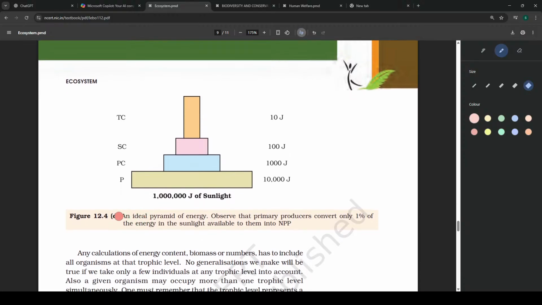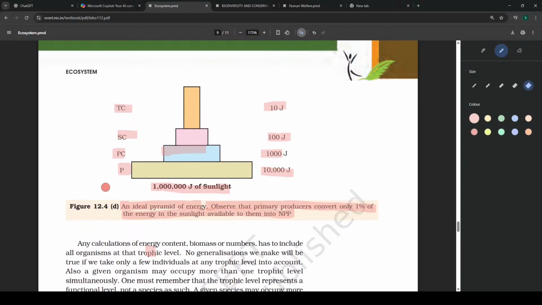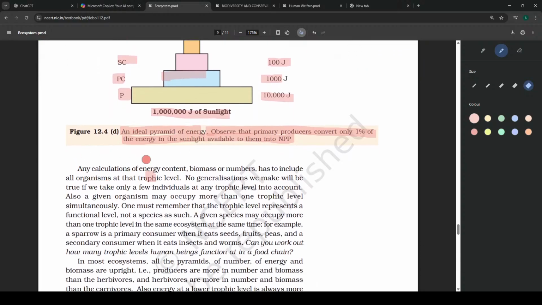This is the last pyramid, an ideal pyramid of energy. Observe that the primary producers convert only 1% of the energy in the sunlight available to them into net primary productivity. If there is 1 million joules of sunlight, only 1%, that is 10,000 joules, is converted into energy by the producers. Then only 1000 joules, the 10% law, is passed to the primary consumer, 100 joules to the secondary consumer, and 10 joules to the tertiary consumer. And once again, this is an ideal pyramid of energy.